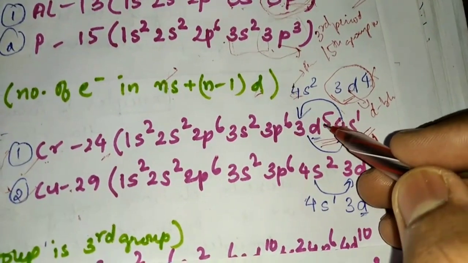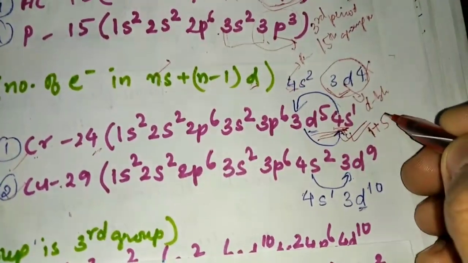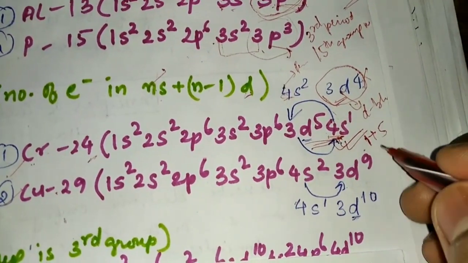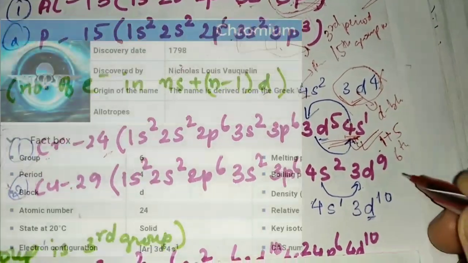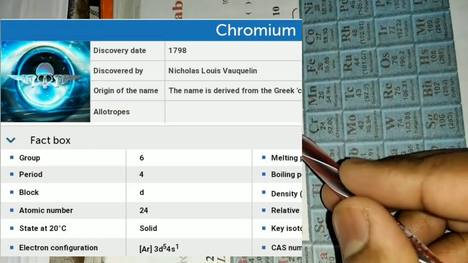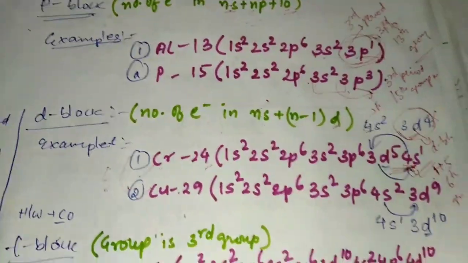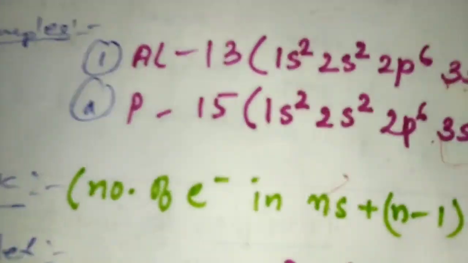3d here. How many electrons is 3d having? 5 electrons. So 1 plus 5 is 6. So it belongs to the sixth group. Okay, so you can check it out, all of you. Chromium belongs to the sixth group and fourth period. Similarly for copper also, you can check it out, all of you.